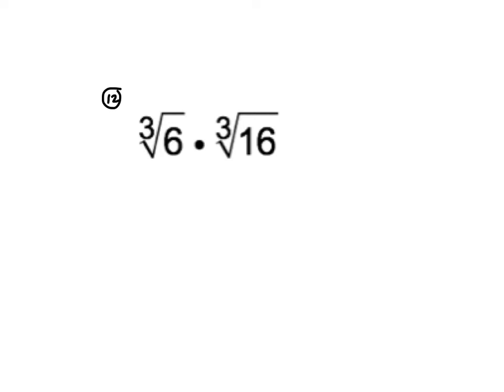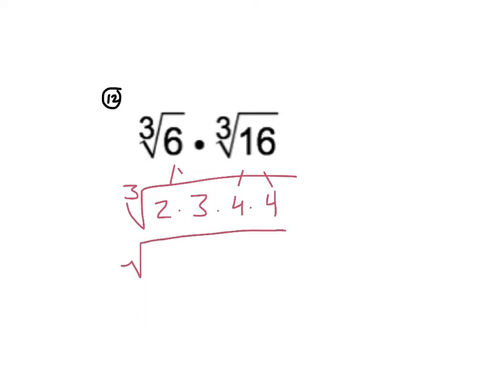Okay, we have the cubed root of 6 and the cubed root of 16. So these have the same index, so we can break it apart. So we have 2 times 3, and 16 breaks down into 4 and 4. Again, if you wanted to break 16 down into 2 and 8, you can. You'll get the same answer. So we have our index of 3. We have 2 times 3 times 2 times 2 times 2 times 2. And we're going to circle groups of 3 now, because our index is 3. So we have 3 2's we can circle there.